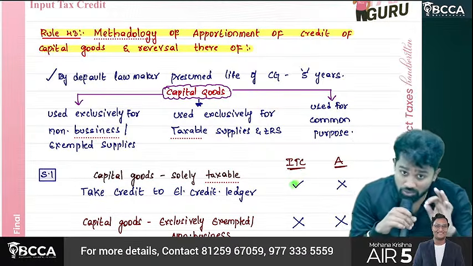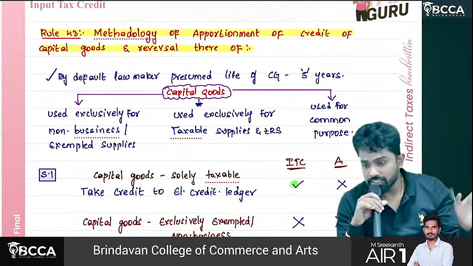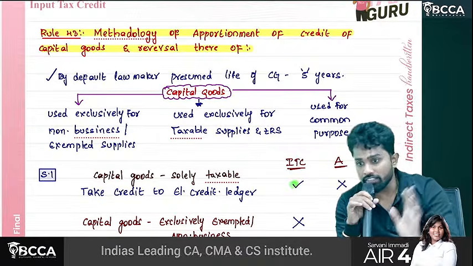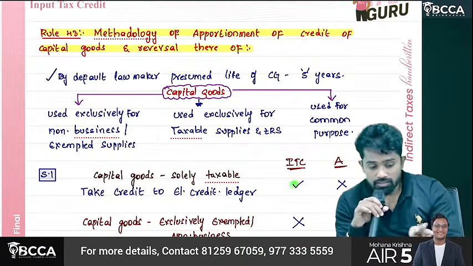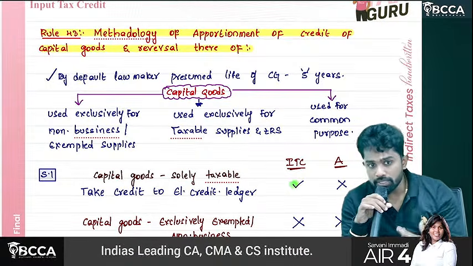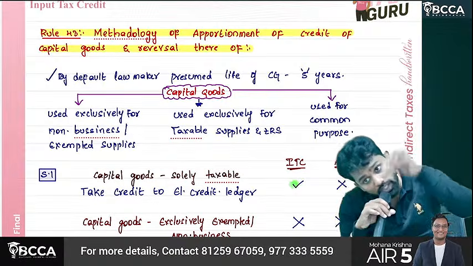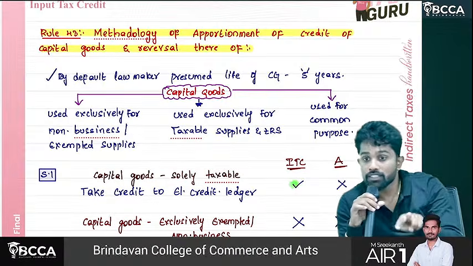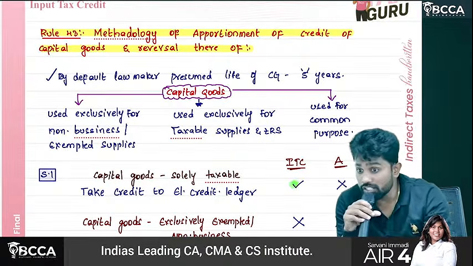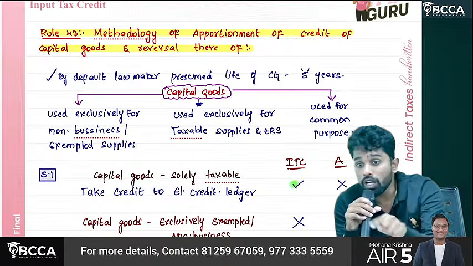If it is exclusively for exempted or non-business purpose, then we cannot avail ITC. Leave it. If it is exclusively for a taxable purpose, then we can avail ITC. Avail that. Third one, sir. If it is used for common purpose, I mean for both exempted, non-business and even taxable purpose also, then also you avail full ITC. Sir, but second and third there is a difference. Second one is which is used exclusively for taxable purpose, whereas third one is which is used for common purpose.